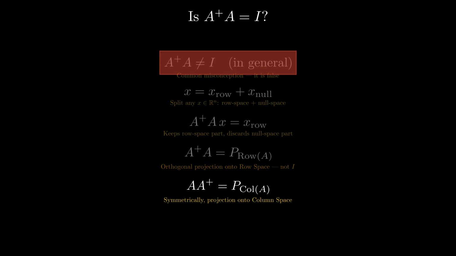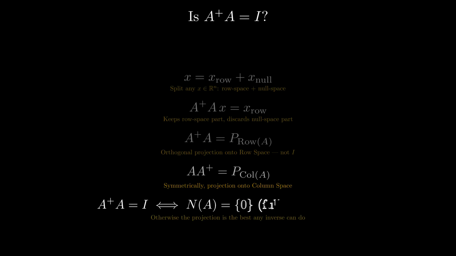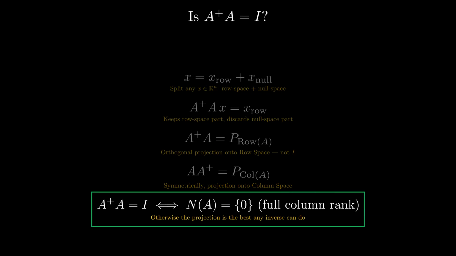Likewise, A times A plus is the projection onto the column space. You only get the true identity when the null space is trivial, meaning the matrix has full column rank. Otherwise, this projection is the closest any inverse can possibly come. This isn't just elegant geometry, it's why regression keeps working when it has every right to fail.